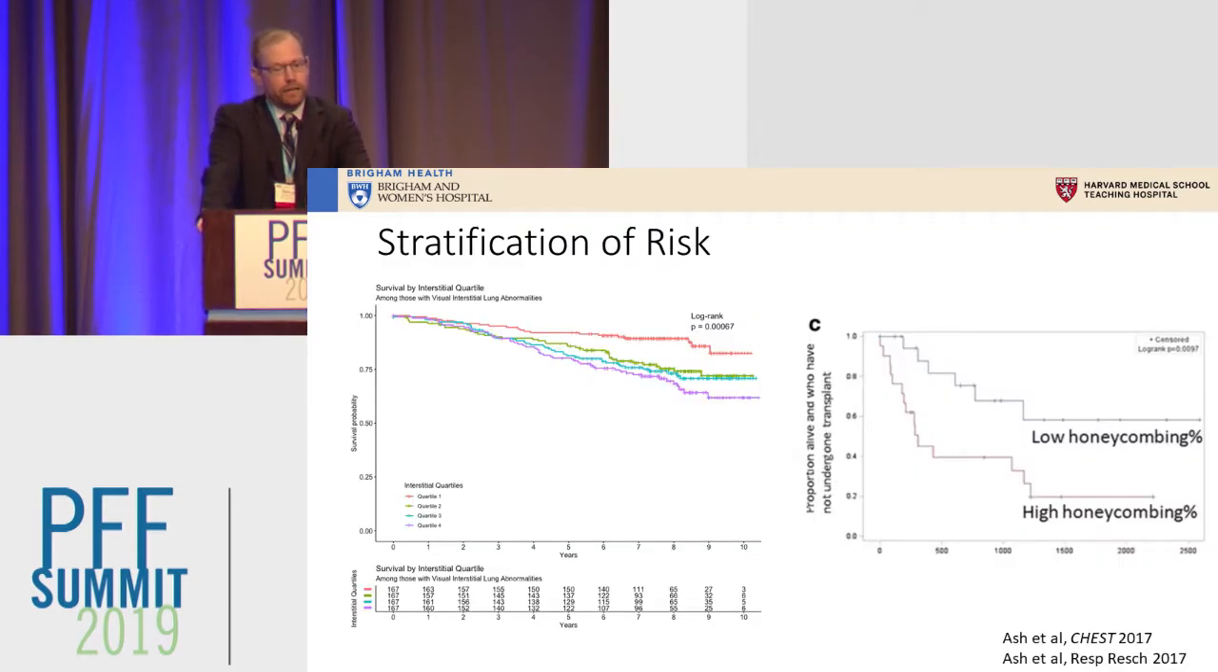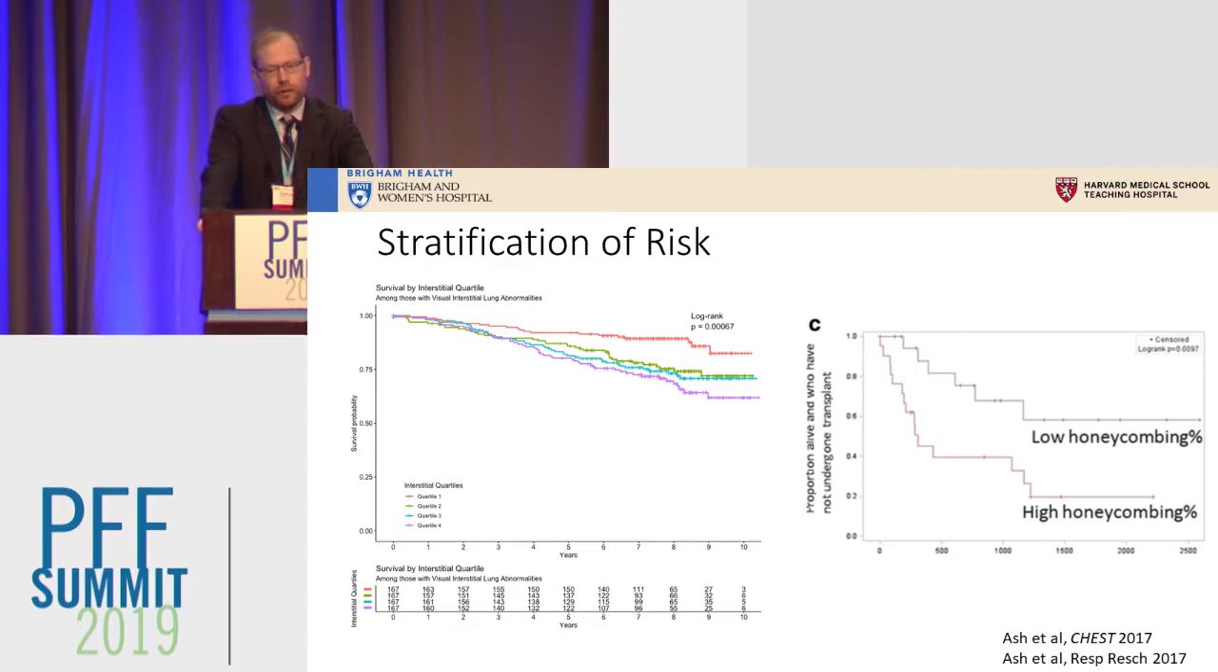On the left, another KM curve showing those individuals who have visually identified ILA and then quantifying how much they have using this technique, and again showing that there's a dose response here. The more interstitial features you have, once you're defined as having ILA, the more likely you are to die.